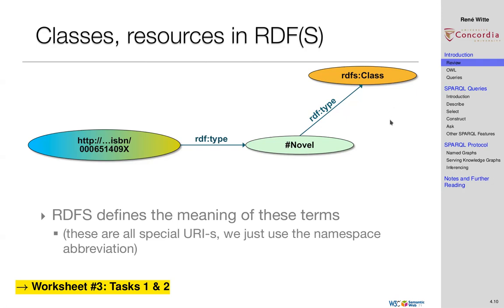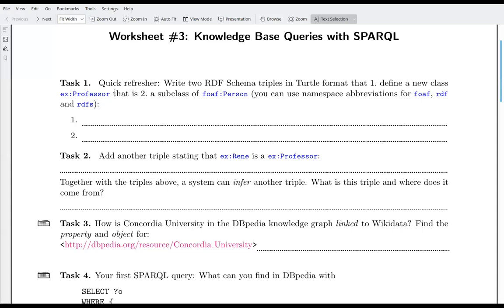To make sure you remember how this is done, since it's been a week, there is another worksheet, and the first 2 tasks on this worksheet are a quick refresher on how to define classes and instances. So the first 2 tasks on worksheet number 3, just write a few triples according to the specification here, and then answer the question below.